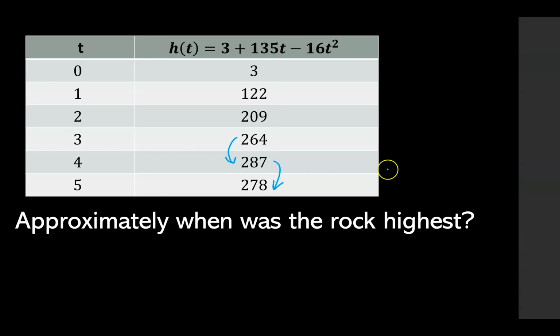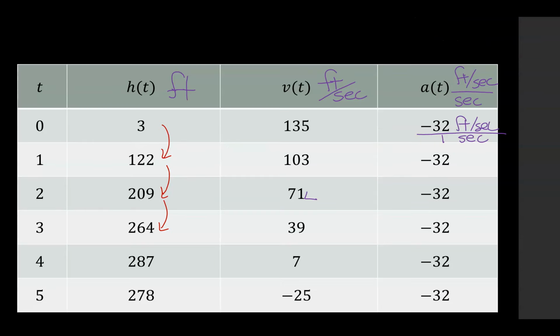Because, well, 264, let's say is right here, 264 feet. And we know 278 feet is up here. And we know 278 feet is below that. But we don't know if the rock went above 278 and then came down. The rock hit 278 on the way up and then came down later or something like that. So we know it's somewhere near the 4-second mark. Unlikely to be exactly 4, but somewhere in there. Okay.